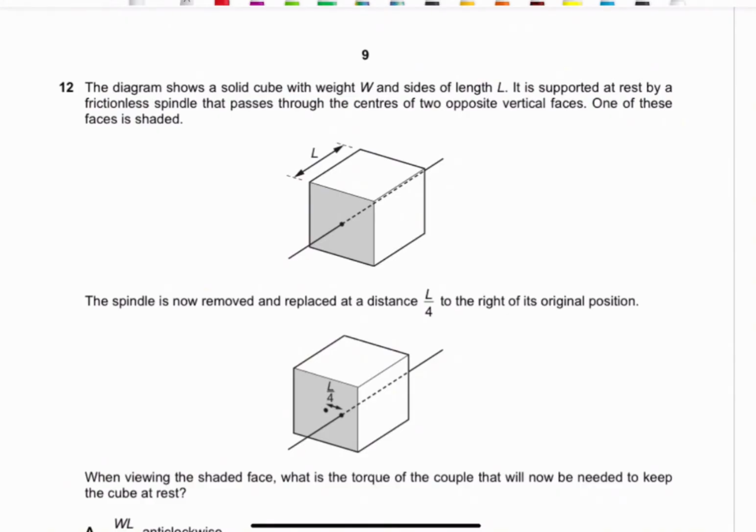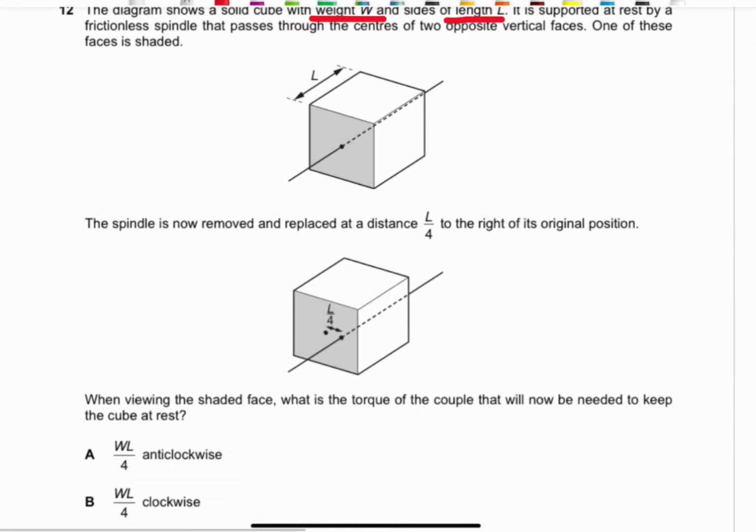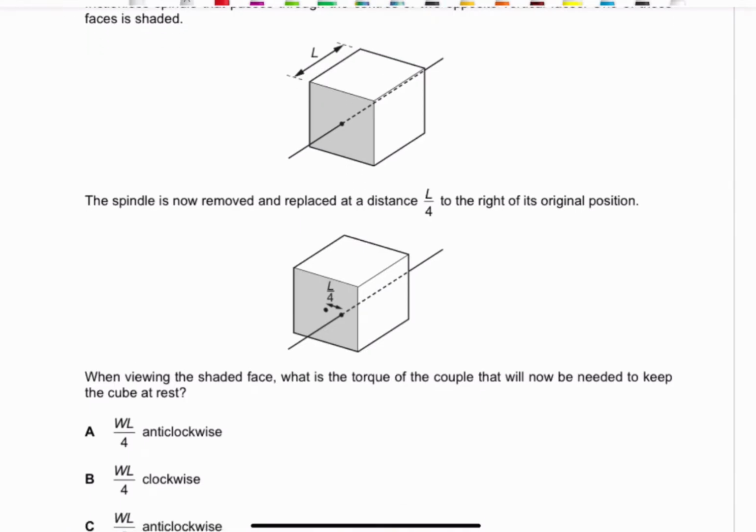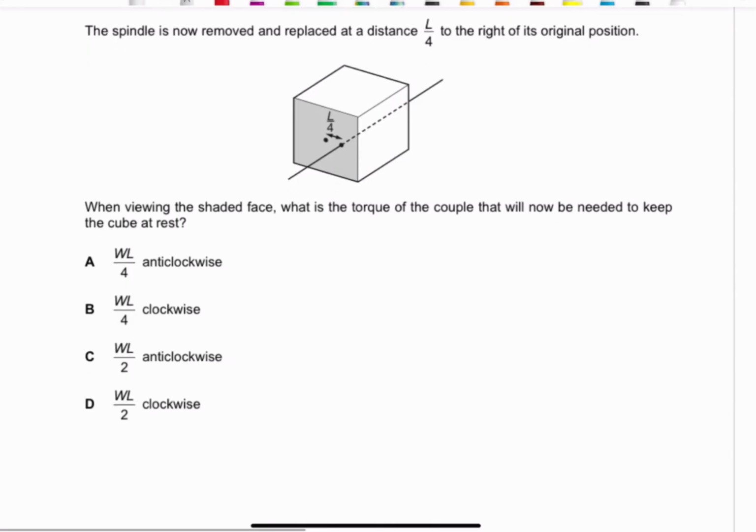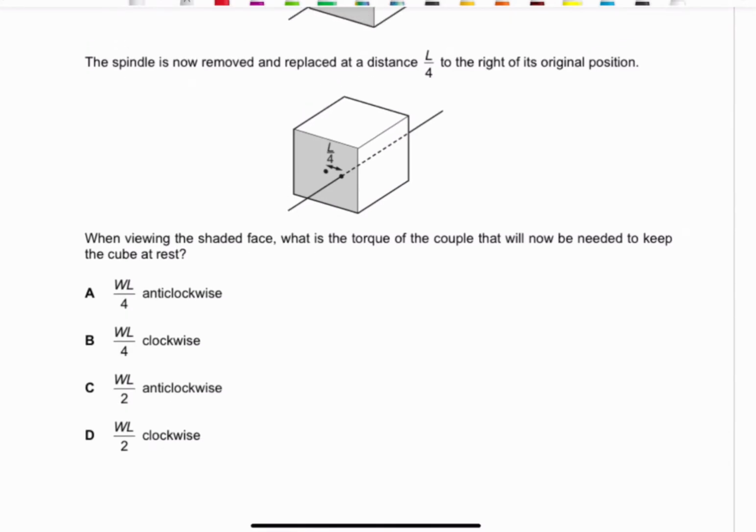Move on to question 12. The diagram shows a solid cube with weight W, sides of length L. It is supported at rest by a frictionless spindle that passes through the center of two opposite faces. One of the faces is shaded. Now the spindle is removed and placed at a distance of L/4 to the right of the original position. When viewing the shaded face, what is the torque of the couple that would now be needed to keep the cube at rest?